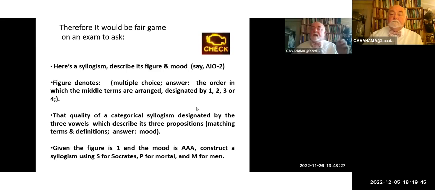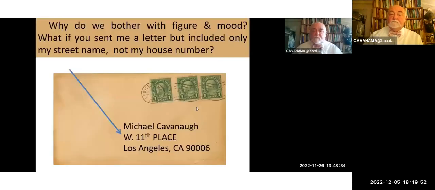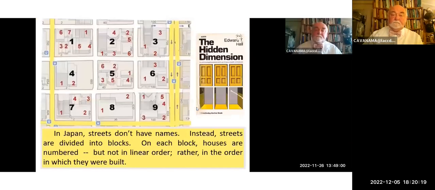Figure and mood, though, together are important. Just one by itself isn't going to do the job. Let's say you want to send me a letter. You've got my name and my zip code and my city, and you know I live on West 11th Place, but you neglect to include the house number. Well, maybe my postman will remember where I live and figure it out. But really, you need not only the street, you need not only the mood, so to say, you need the figure, you need the number.